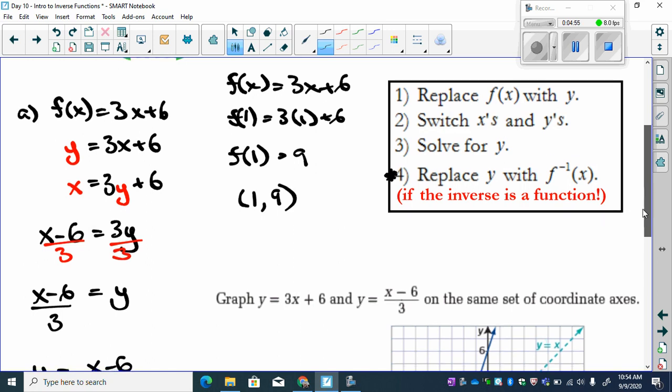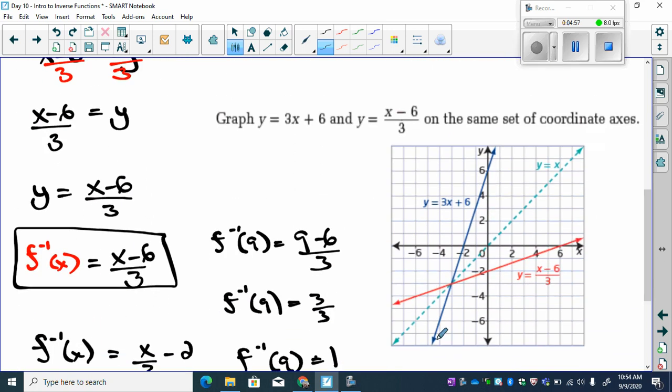Here's a picture of what they look like. There's y equals 3x plus 6. There's y equals x minus 6 over 3. And again, you can use the following notation. f of x equals 3x plus 6. That is a function.